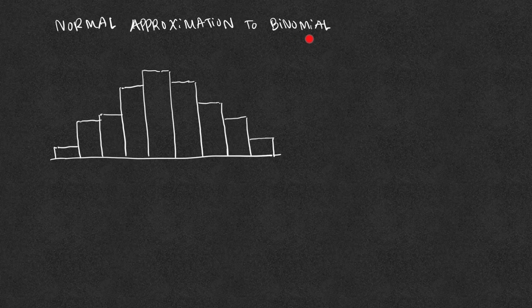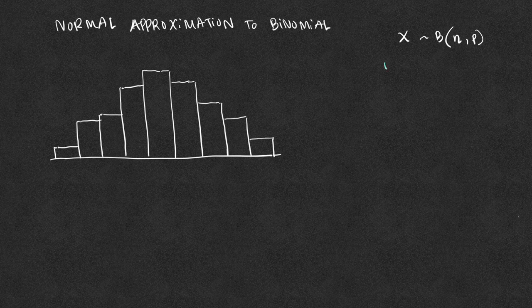Normal approximation to binomial. Remember that binomial distribution is only discrete and normal is continuous. And so suppose we have a random variable x that is binomial with the parameters n and p. This means there are n trials and the probability of a success outcome is lowercase p.